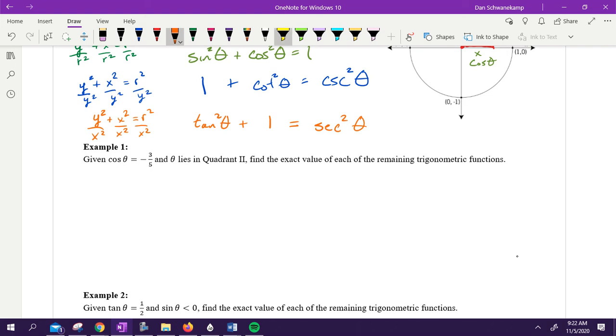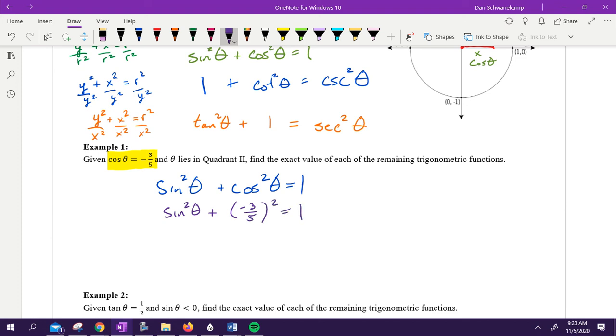They gave me cosine. So which Pythagorean identity do we know that has cosine in it? The first one, sine squared theta plus cosine squared theta equals 1. It's just the Pythagorean theorem. It's not anything more than that. We don't know what sine squared is, so we're going to leave it. We know what cosine of theta is. Instead of cosine of theta, I'm going to plug in negative 3/5, squared, is equal to 1.